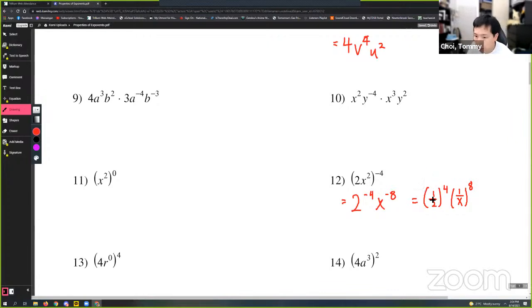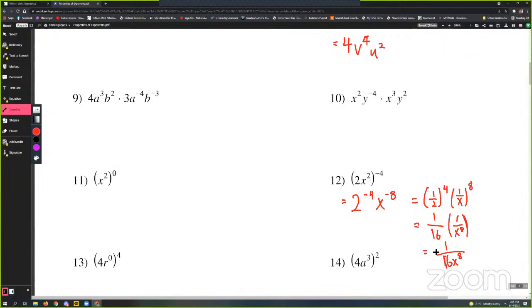And then we continue onwards here. 1/2 to the power of 4, oh, that's 1 over 2 to the power of 4. And if you don't want to do this part, you can go straight into it. Oh, I know that's 1 over 16. And for this one here, it's multiplied by 1 over x to the power of 8. And this can be simplified into 1 over 16 x to the power of 8. Just like that.